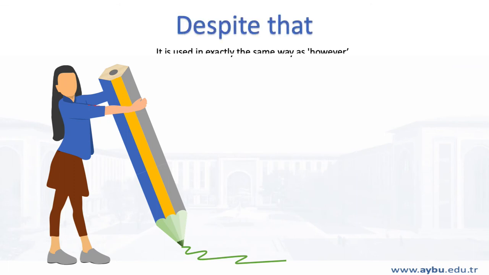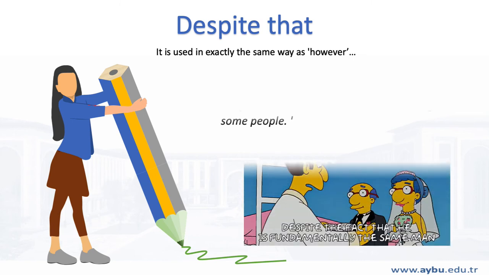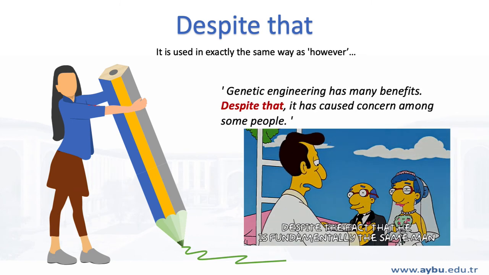The next one is despite that. It is used exactly the same way as however. As you can see, genetic engineering has many benefits. Despite that, it has caused concern among some people.